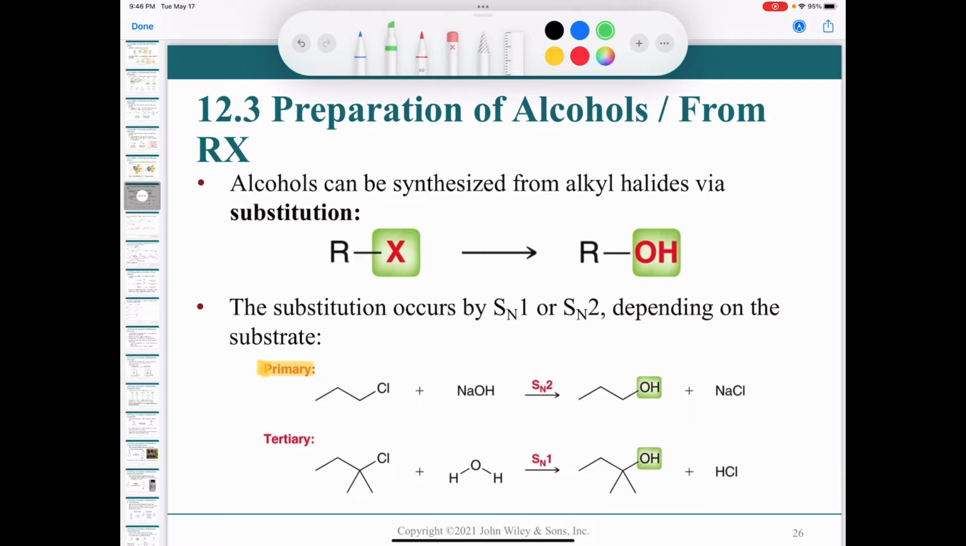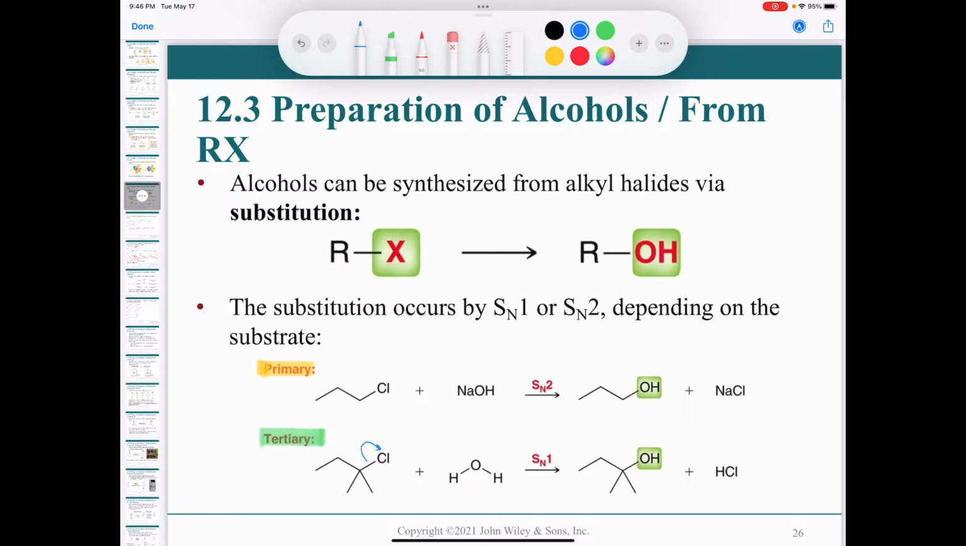However, in the second example, we have a tertiary alcohol, and this is going to undergo an SN1 substitution to form an alcohol. In the first step, the leaving group leaves, and then the water can come in as a nucleophile to produce an oxonium ion, which can then be deprotonated to give you the alcohol. We sometimes refer to this as a solvation reaction.